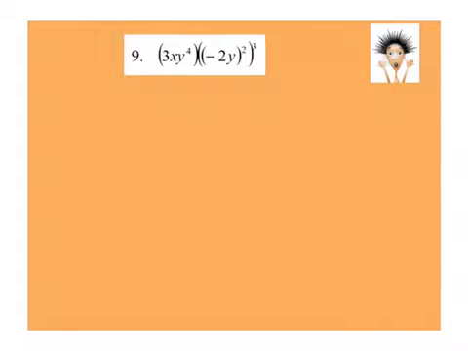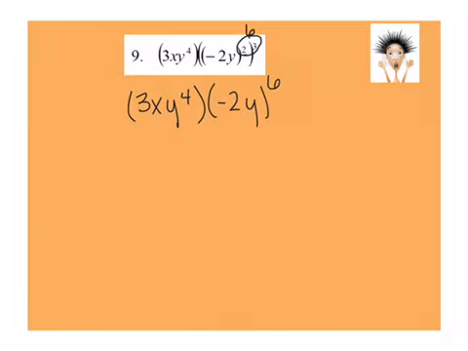Okay, example number 9 has multiple steps to it. So we're going to take this piece by piece. We want to get rid of this power to a power first. And when we do that, we multiply. So 2 times 3 tells me I have a 6 there. So now I'm going to have 3xy to the 4th times a negative 2y all to the 6th.